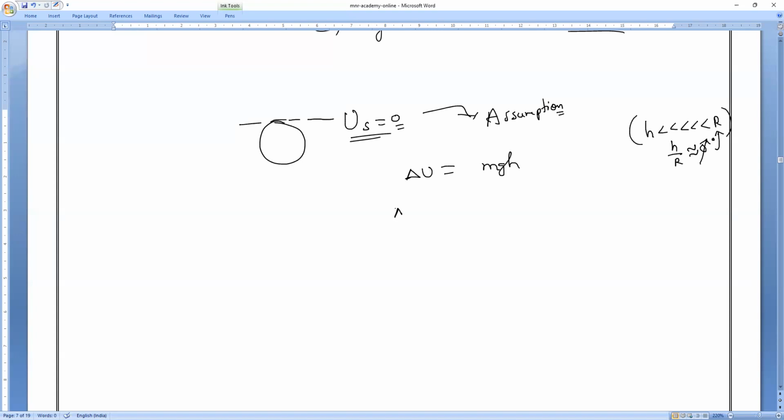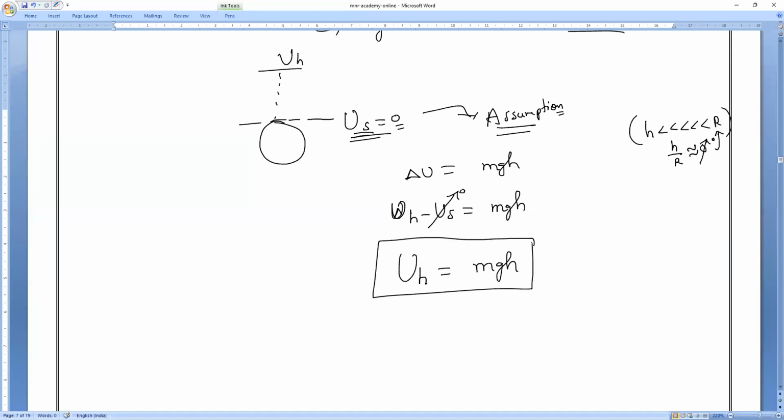So what do you mean by delta U? Above height h, the potential energy is U_h, and initially at the surface U_s. So U_h minus U_s equals mgh. As we know, at the surface we are assuming it as 0, so the potential energy above a certain height equals mgh. This is what we study in our day-to-day life. I hope you all understand. So this is all about the concept of gravitational potential energy.